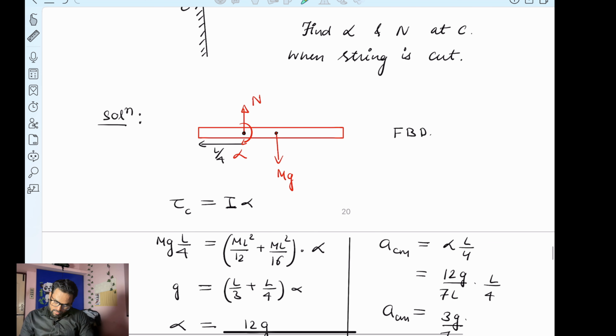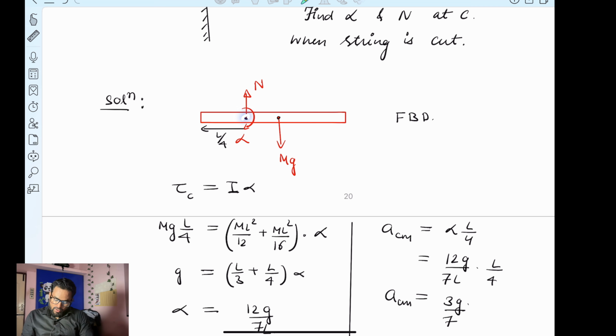So in this one you can directly calculate the torque about this point, about point C. So torque equals inertia into alpha. Torque about this point, force is mg and this length is L by 4.